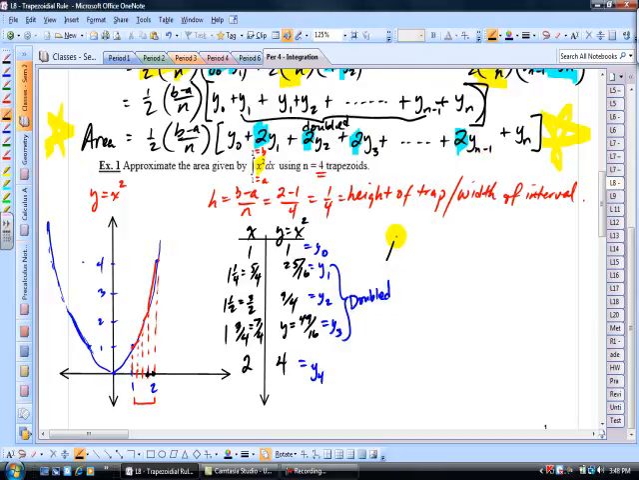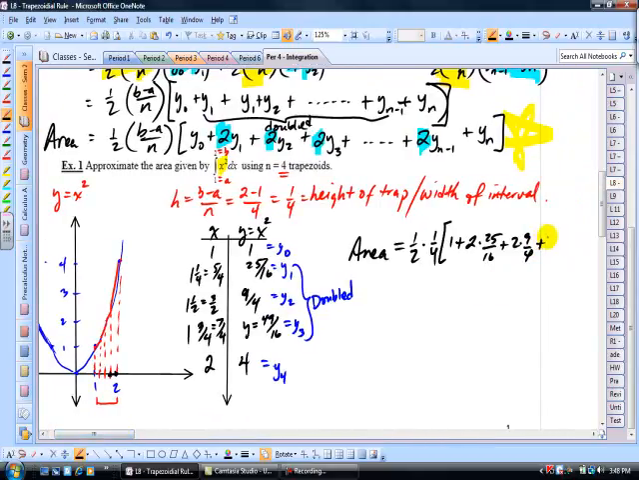So my approximate area from 1 to 2 of y equals x squared would be 1/2 times the height, which is 1/4, times the sum of the first one, plus 2 times the second one, which is 25/16, plus 2 times the third one, which is 9/4. This is 9/4 right here, plus 2 times the fourth one, 49/16, plus 4.